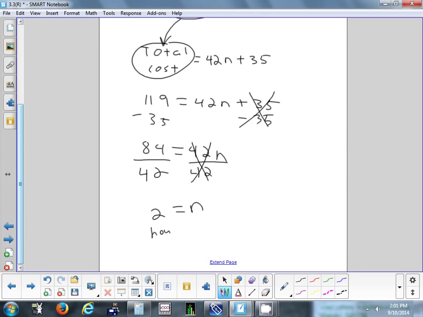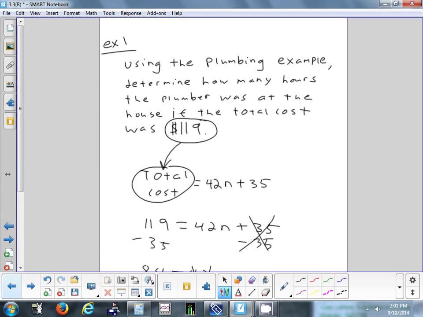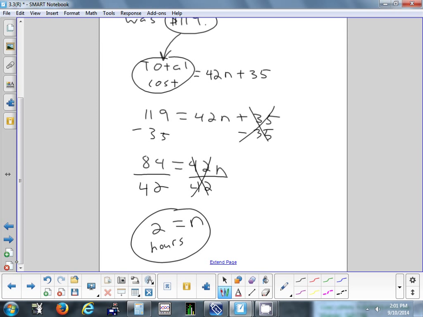It's 2 hours. So for this plumber, if he would charge you $119, that means he was at the house 2 hours. Any question on that? Most of what we're going to do is going to be more of an equation, not a word problem. What was the number of this example? This was example 1. That's important that you get the number down too.